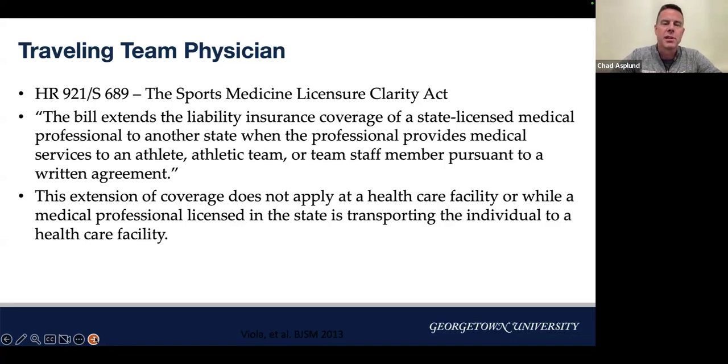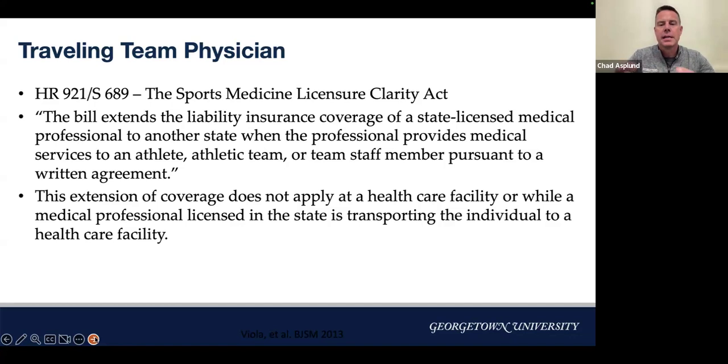Also, it would be very hard to go into a facility that you don't normally work at, don't have credentials to provide care as well. So once you get into a healthcare facility, the Sports Medicine Licensure Clarity Act does not hold. Also, if you're transporting the individual to a healthcare facility, if you're in the back of an ambulance and you travel from Maryland to Virginia, you're no longer covered there.